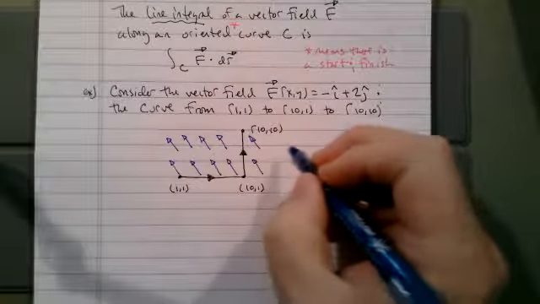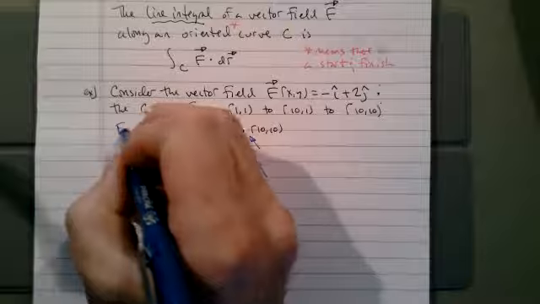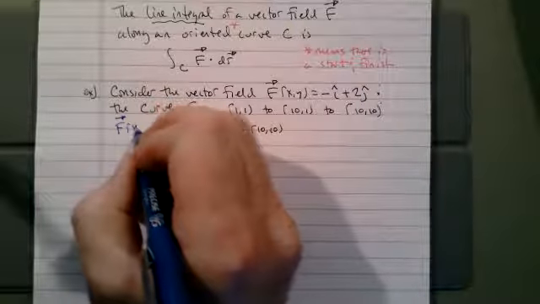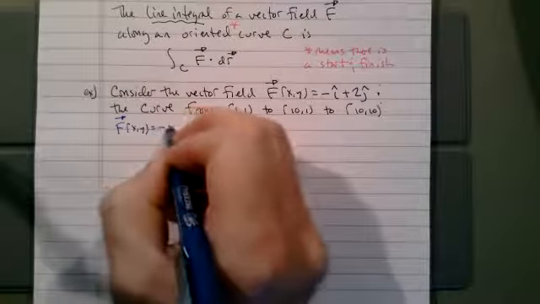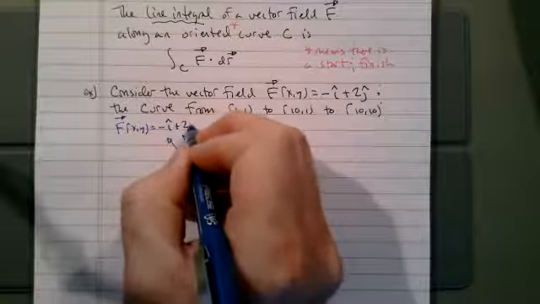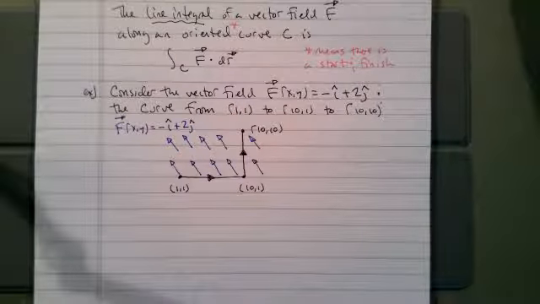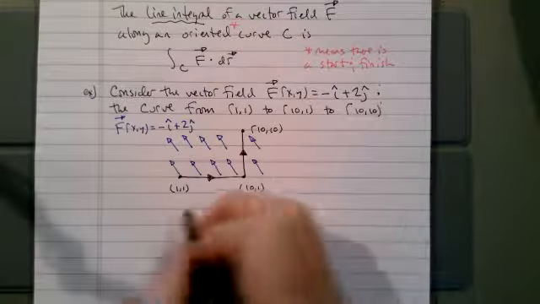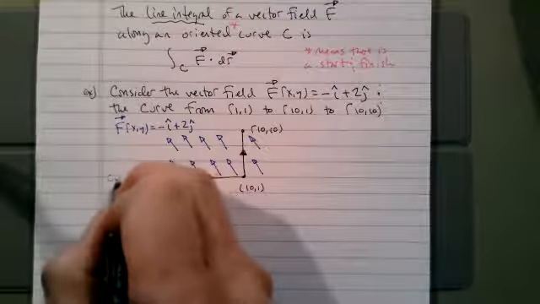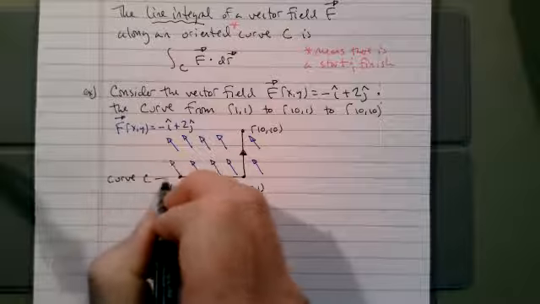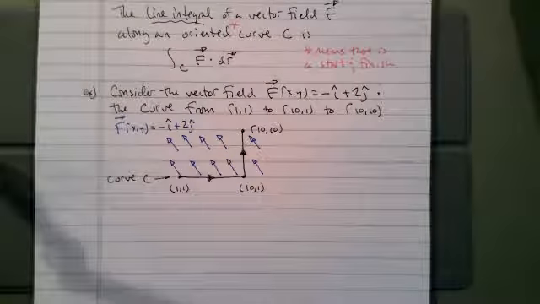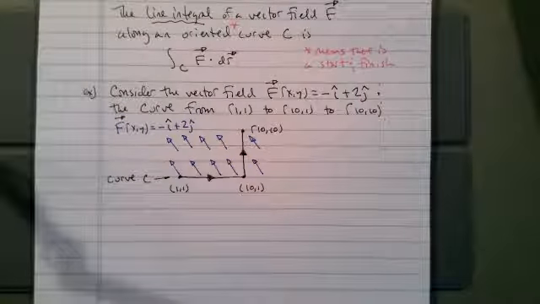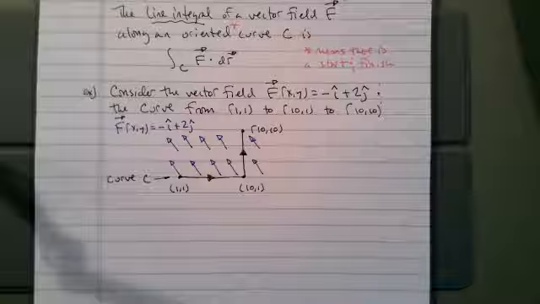So here's our F vector field. And then down here is our curve C. Any questions?